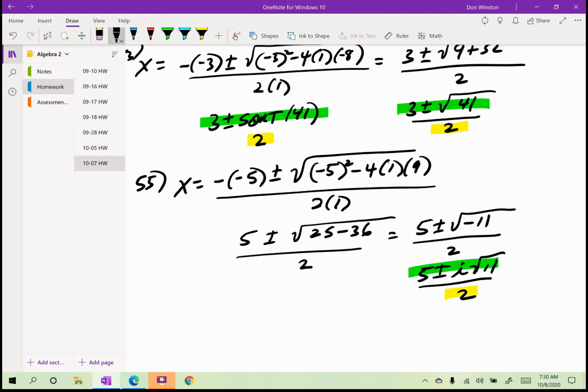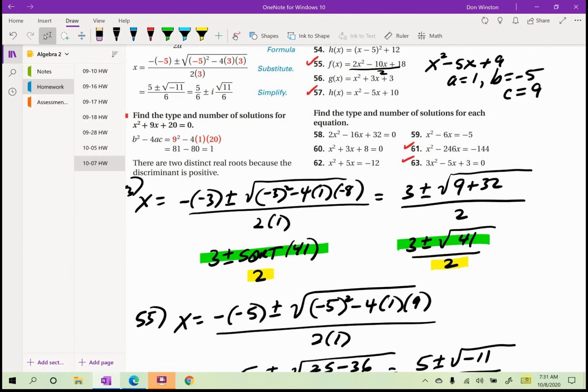Okay, the numerator and denominator, so you would enter 5 plus or minus i times square root of 11. So that would be your numerator. And then the denominator, you would just enter 2. Okay, there you go. So that's the way you enter that on Schoology. And then I gave you number 57.